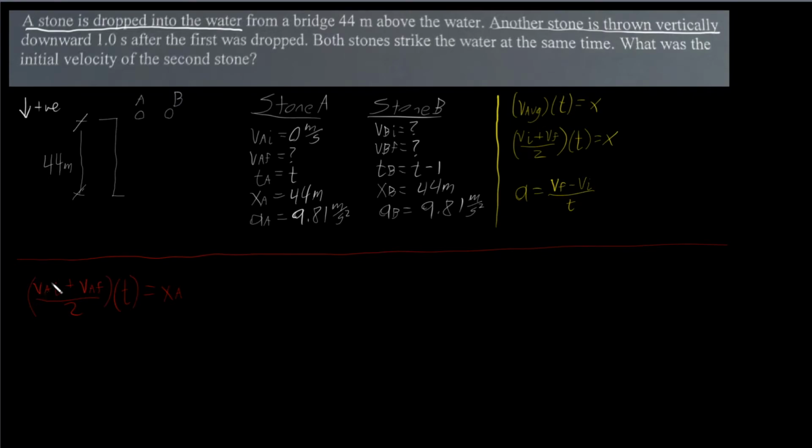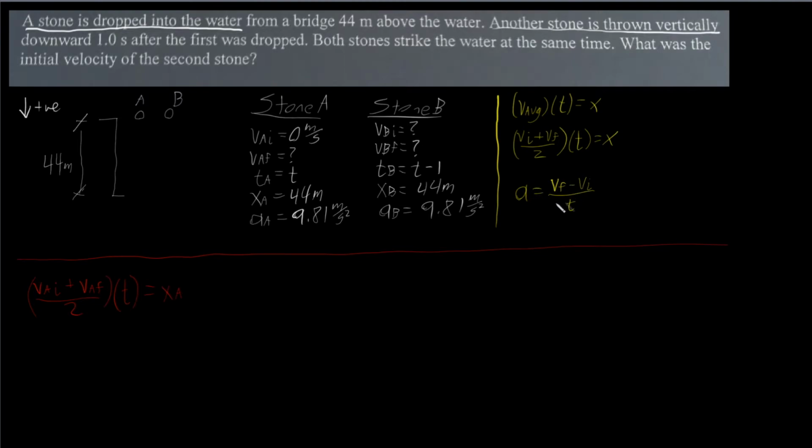Okay, so the initial velocity of A, we know this value. We know that this is 0. Final velocity of stone A, we don't know that, so that's one unknown. We don't know what t is, so that's 2 unknowns. And we know the distance that stone A travels, that's 44 meters. So with this one equation, we have 2 unknowns. We have to get rid of one of these 2 unknowns to be able to solve for something, because we can't solve for 2 unknowns with only one equation.